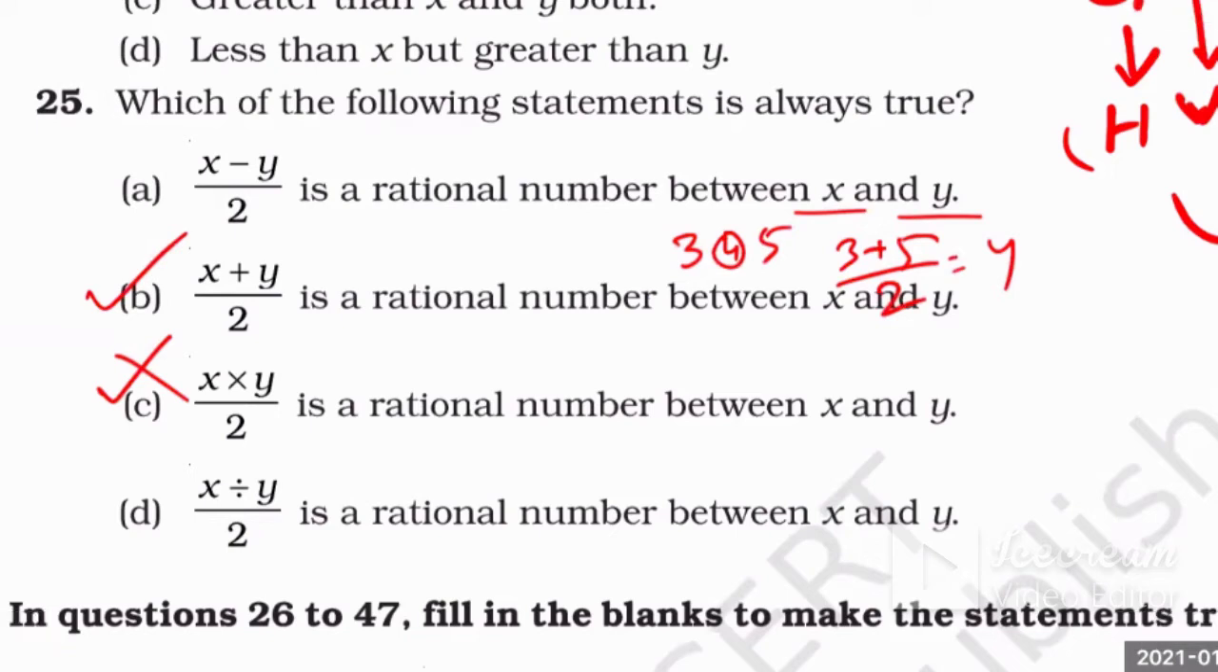Sir, why do you take only odd numbers? Any number. You can take 2 and 2. Nothing to do with in between. Sir, you can take 6 and 4. Yes, 4 and 6. 6 plus 4 is 10. 10 divided by 2 is 5.